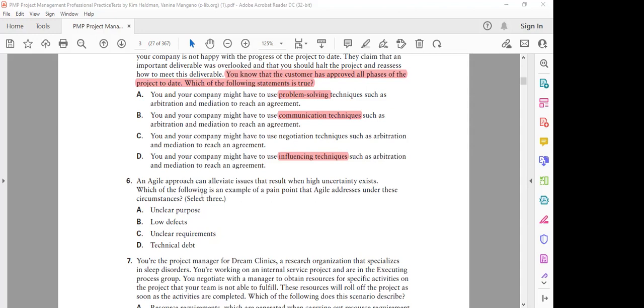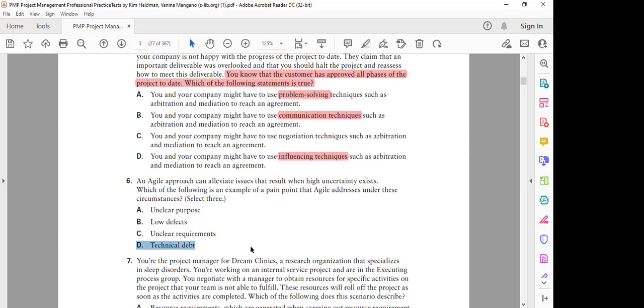If I say that a pain point of agile is the unclear purpose, right? Unclear requirements. And what could be the third one? Low defects or technical debts? Is an agile pain point low defect or high defect? High defect, right? At the end of iteration review, if defects are found, it will be bad. And technical debts, like whatever you are programming where you have left something, that's what we call high defects.